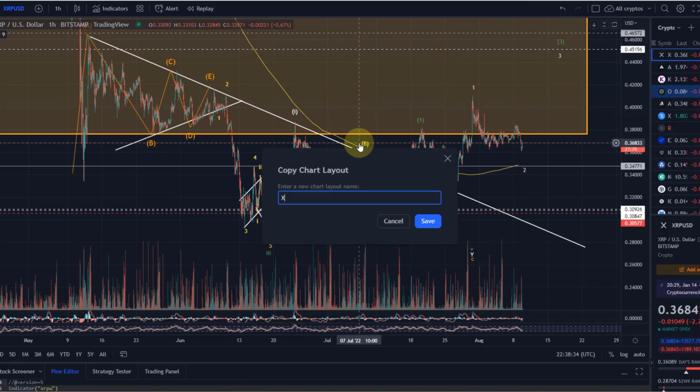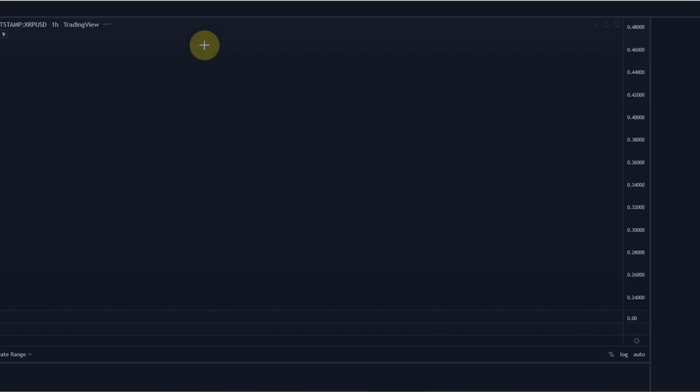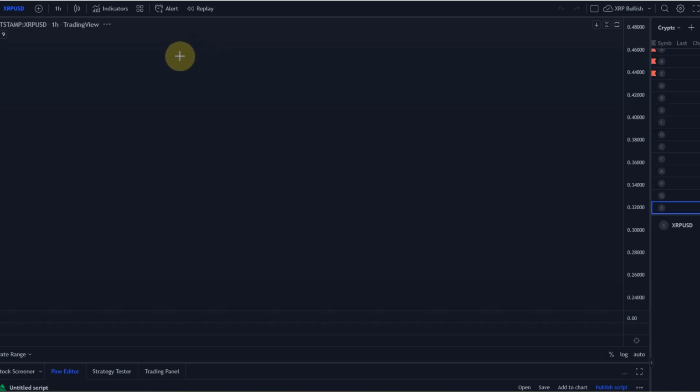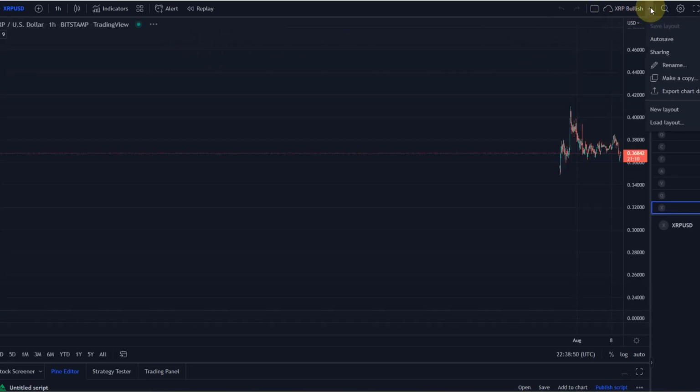But anyway, let me show you. Let me also show you the bearish wave count. Okay, just creating a copy here of the chart, and then we can take a look at the bearish scenario as well.